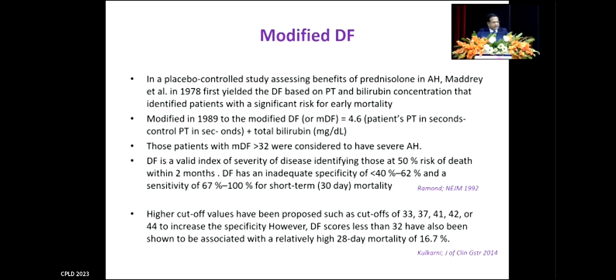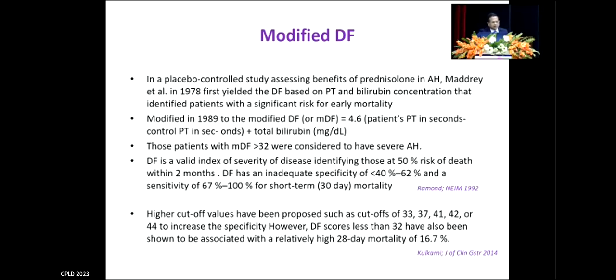This score was modified in 1989 to what we know it as of today, which is 4.6 times the patient's prothrombin time in seconds minus control, plus total bilirubin. And the patients with a score of more than 32 are considered to have severe alcoholic hepatitis. Now, the discriminant factor is a valid index of severity of disease, identifying those at 50% risk of death within 2 months. It has an inadequate specificity and a sensitivity of 67 to 100% for short-term mortality. And this was shown in a paper in NEJM way back in 1992.